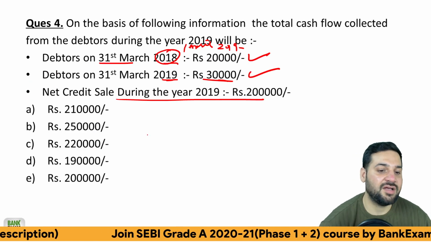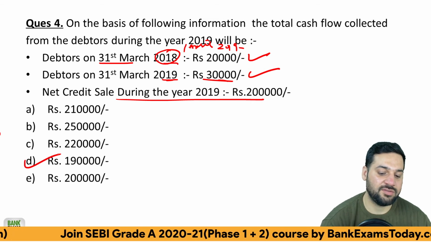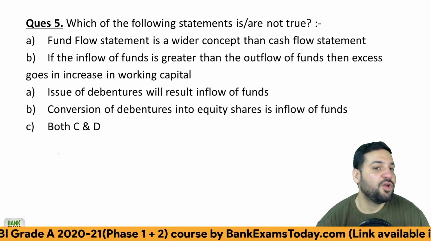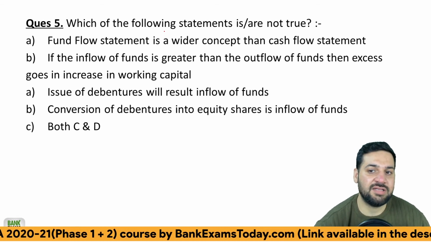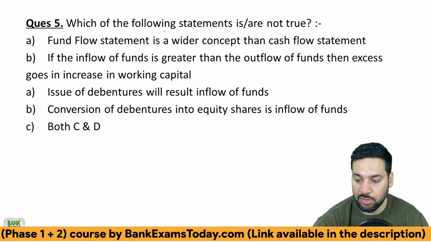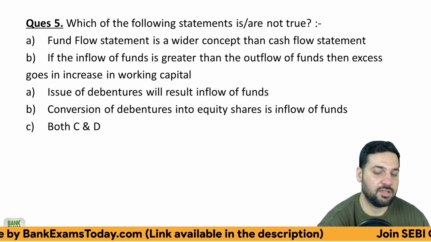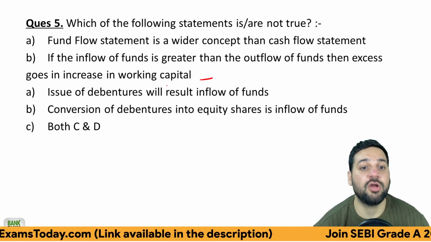So the correct answer is 1,90,000. Okay? So please remember that. It's very important, the basic accounting. Which of the following statements are not true? Please give it a look. Which of the following are not true? I'm asking about not true.